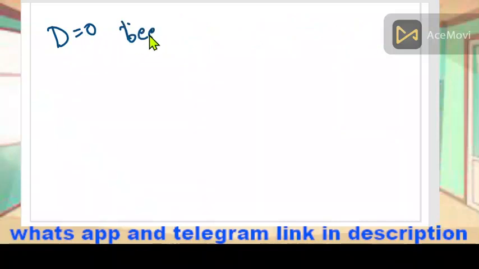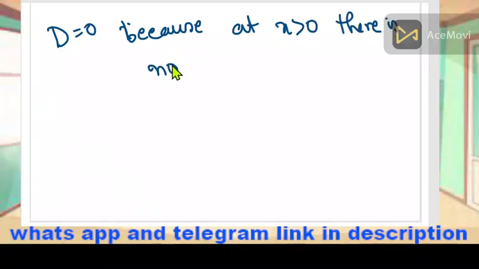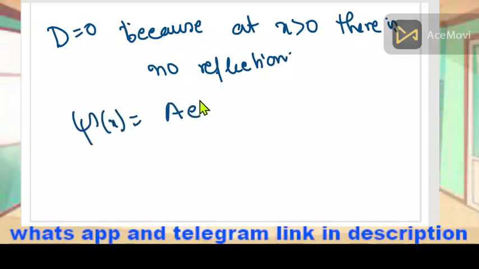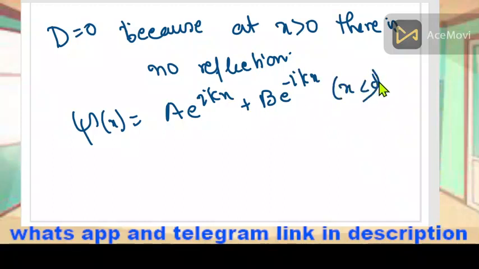D is 0 because at x greater than 0 there is no reflection. We don't know what is beyond x greater than 0, so we can take the condition that on the right hand side there is no reflected wave. So our wave function or solution is a e to the power i k1x plus the reflected wave b e to the power minus i k1x in x less than 0, and we have a transmitted wave c e to the power i k2x in x greater than 0. This is our solution.